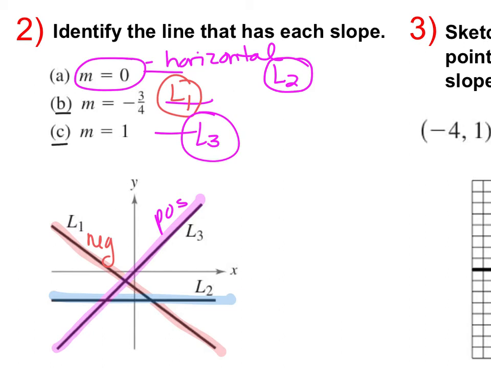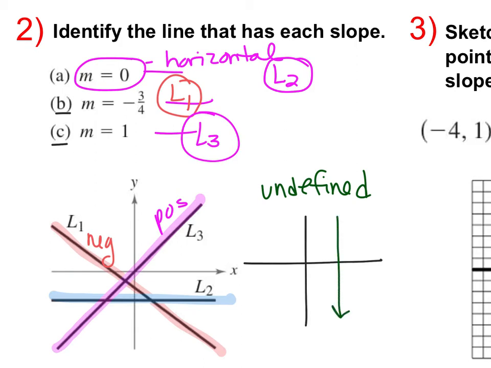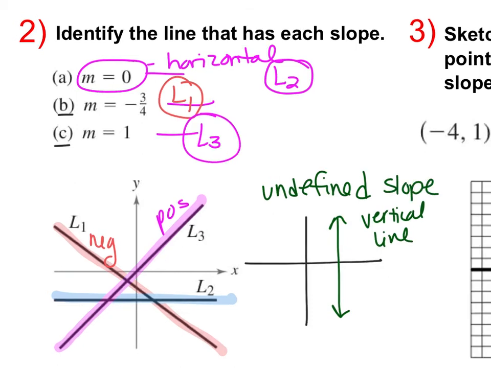And we haven't talked about it yet, but an undefined slope, remember, goes up and down. So that would be if you have a graph, if your line is vertical, it is an undefined slope. So that's something you'll see in your homework.